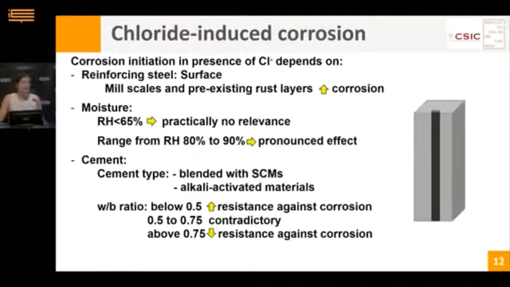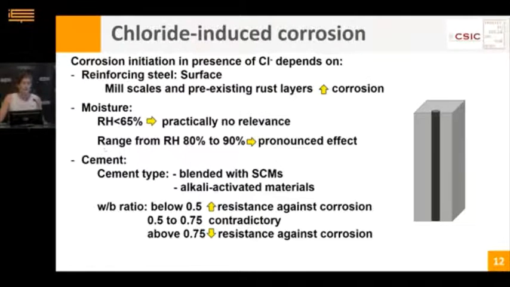The corrosion initiation in the presence of chloride depends on the reinforcing steel surface. The presence of mill scale and a pre-existing rust layer increases the corrosion initiation. Moisture content also influences the corrosion initiation. For relative humidity values below 65%, it is practically not relevant, but in the range from 80% to 90%, it has a pronounced effect.